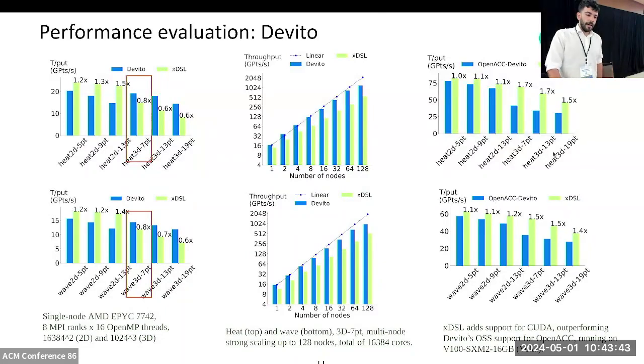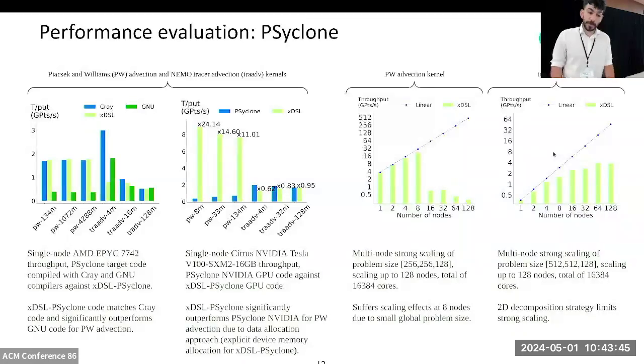The other DSL, which is used in the UK for a lot of weather and climate forecasting, has some more experiments here, which I'm not the expert to talk more about. They have the Piacsek and Williams advection and the NEMO tracer advection. Again, a single node on the left-hand side. You can see that the xDSL light green scores really well compared to the previous implementation existing on different compilers. The same for the V100, you can see some really great speed ups.